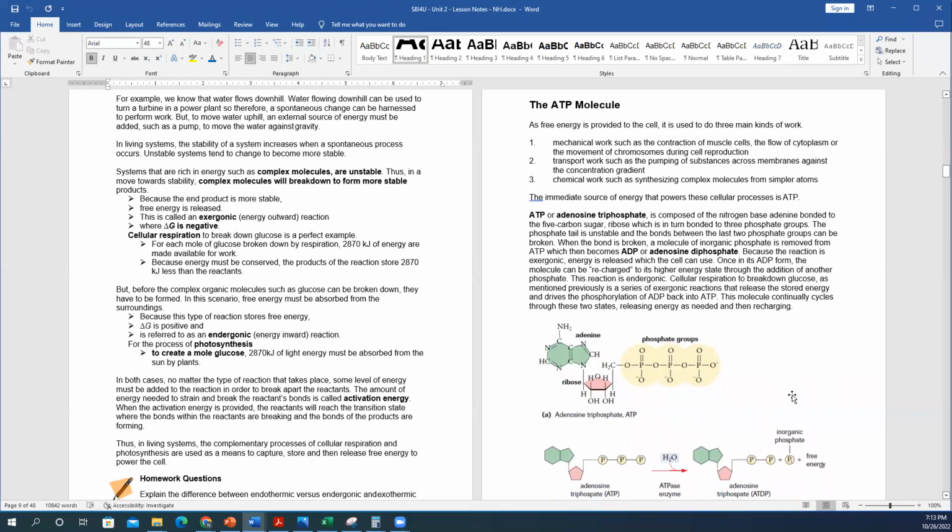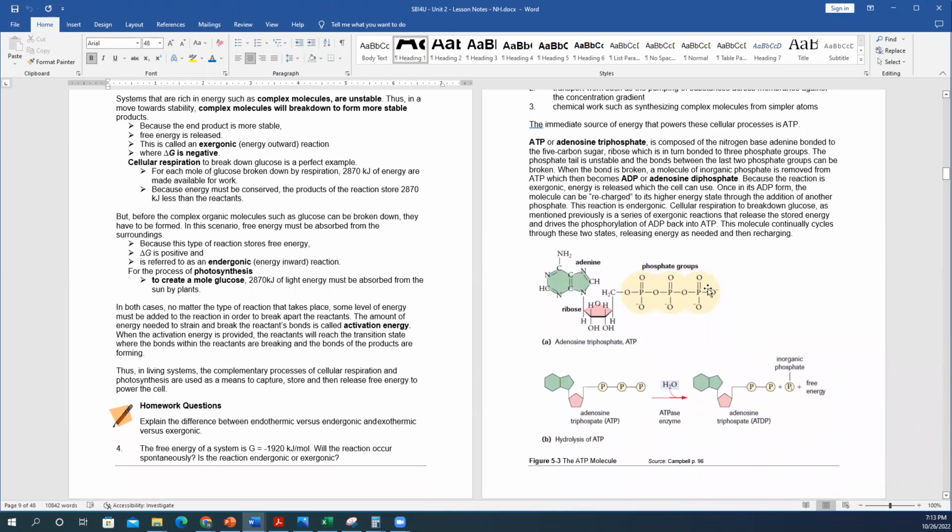We looked at the ATP molecule, adenosine triphosphate, so 3 phosphate groups. And here is the nitrogenous base adenine. And here's the ribose sugar, the 5-member sugar ring here. 5 carbon sugar, 1, 2, 3, 4, 5 carbons on the ribose.